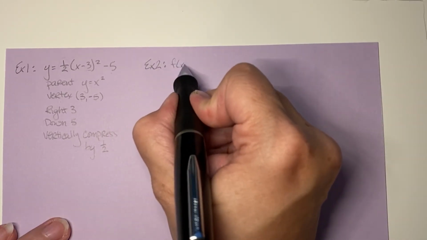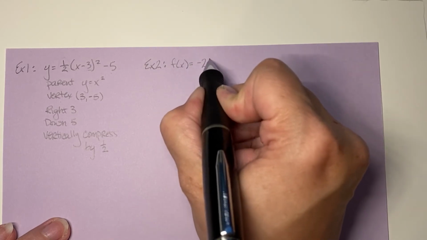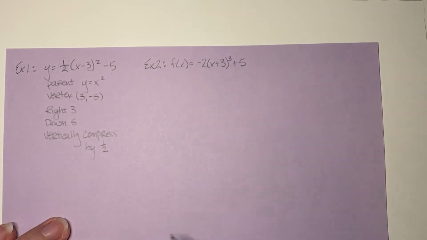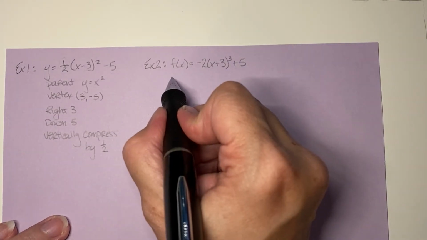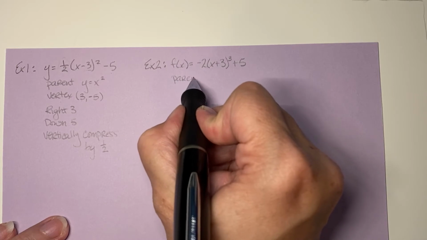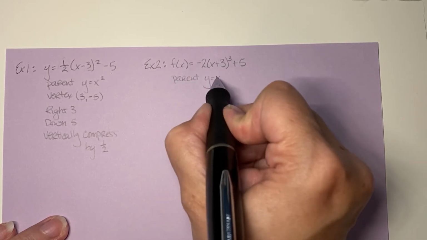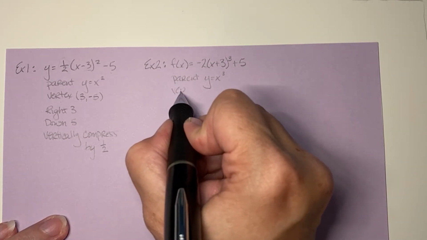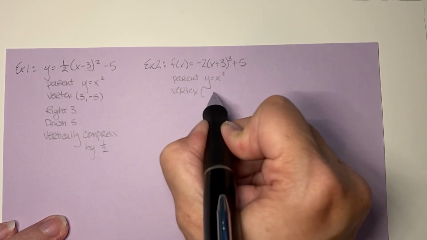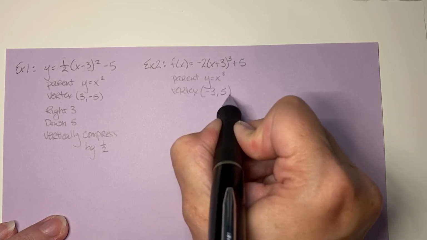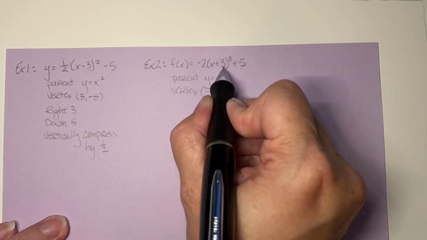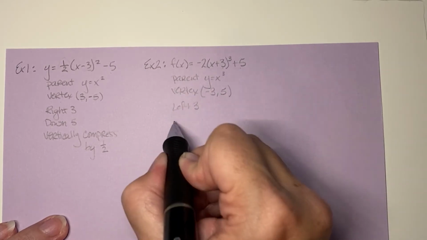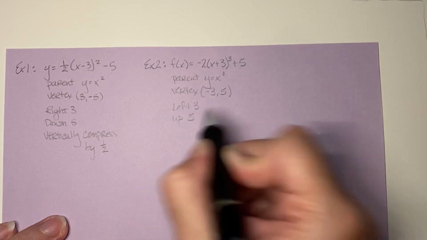Let's say f of x equals -2 times (x plus 3) cubed plus 5. Again, the first thing you want to do is identify your parent function, which here is x cubed. The vertex is (-3, 5), so we are going to the left 3 and up 5.